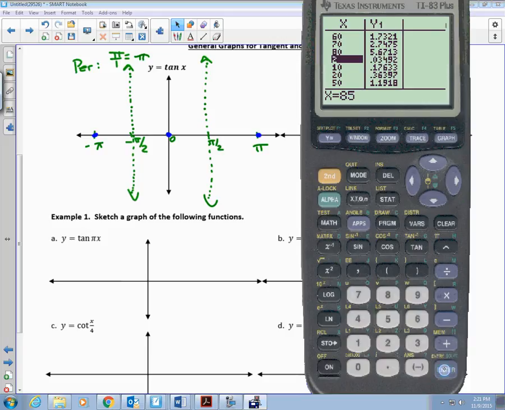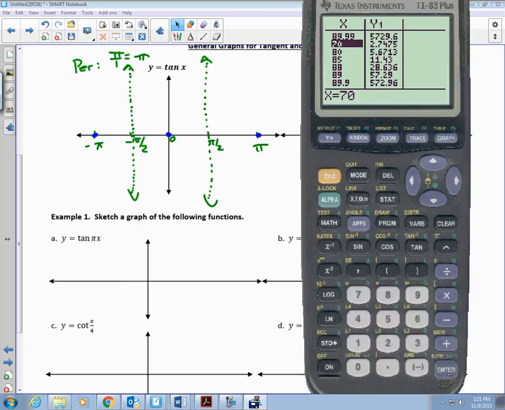How about 85? How about 88? 89? Well, I don't want to punch in 90 because what's going to happen if I punch in 90? I'll get an error. 89.9. Ooh, 572. Oh, wow. How about something even closer to 90?